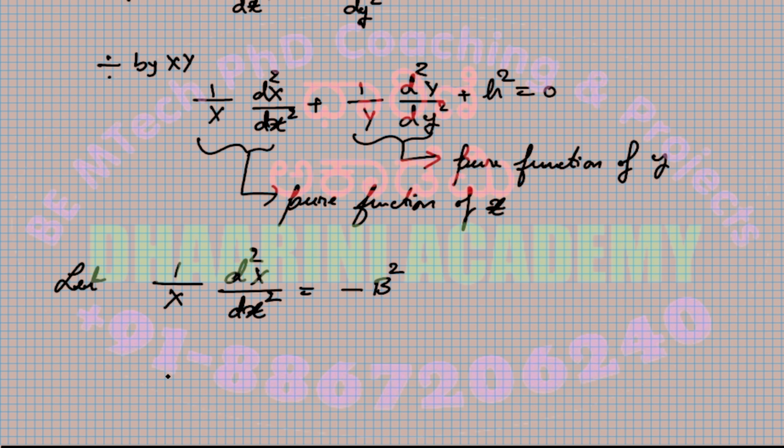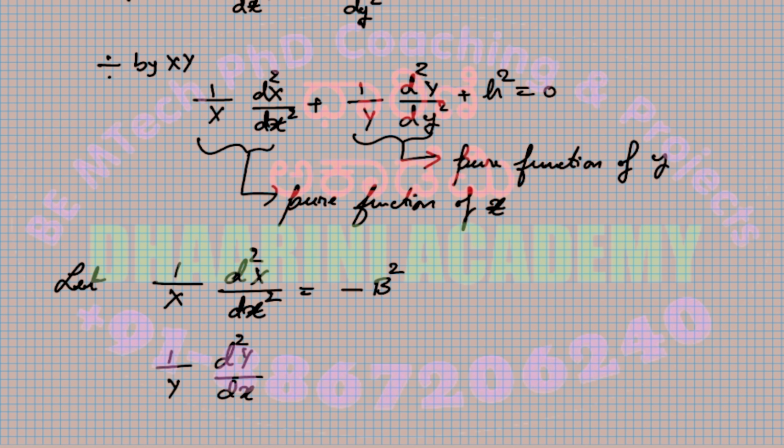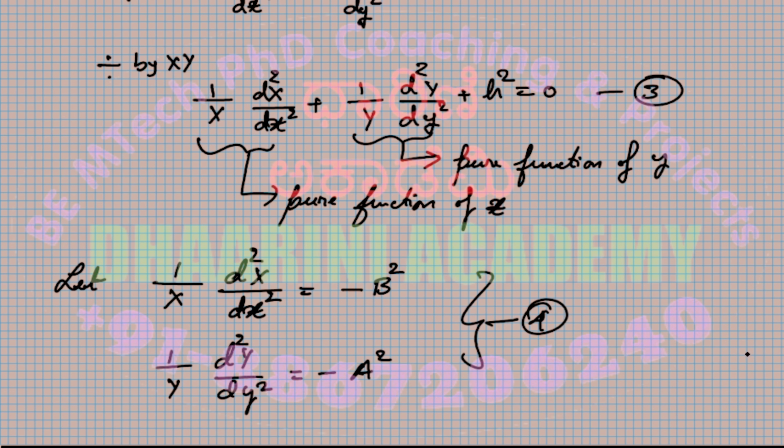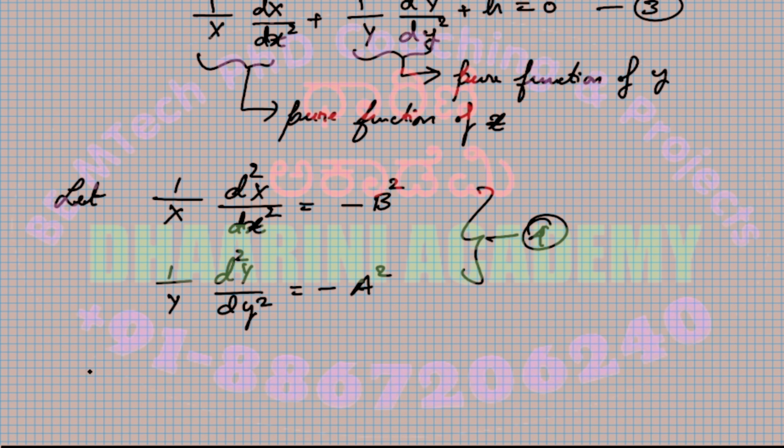So let this be equal to minus b square, 1 by X, d square X by dx square. And d square capital Y divided by dy square is equal to minus a square. This implies, now you see what happens to my above said equation. I can call that equation 3. Let me say this is 4. I'm trying to put 4 in 3. Gives, you see, the first term is minus b square, second term is minus a square plus h square equal to 0.